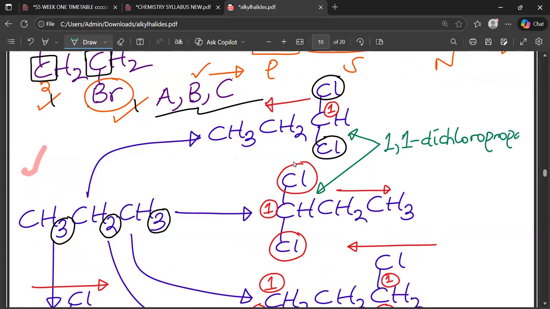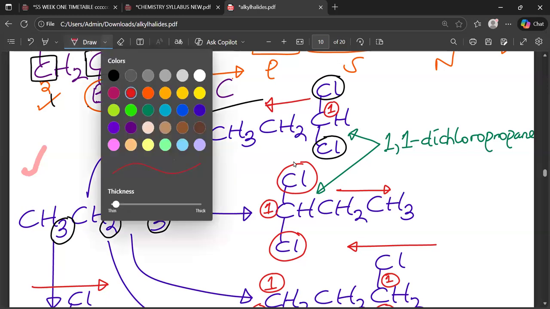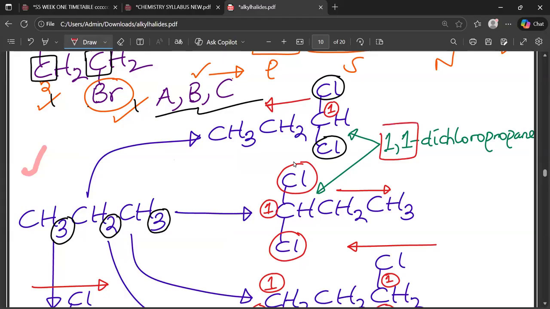And then they are sitting on a carbon skeleton of 3 carbons. So never forget the 1, 1, because they are 2 and on the first carbon. And after mentioning 1, 1, di is a must. Dichloro, because there are 2 chloro groups and they are sitting on the carbon skeleton of propane. Period.